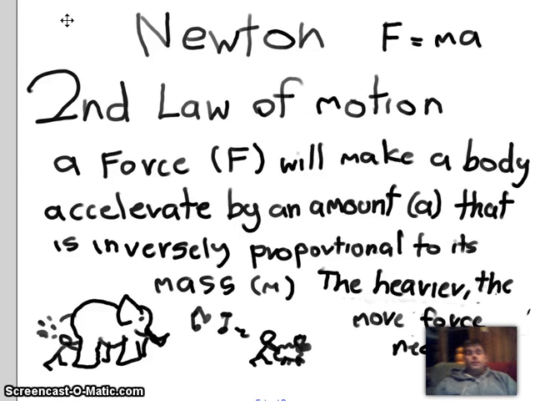So in conclusion, Newton's first law: objects will not accelerate unless acted upon by an unbalanced force. Newton's second law: that force causes acceleration, and the rate of that acceleration depends upon the mass and the force applied. As stated on this page, the second law of motion states that a force will make a body accelerate by an amount that is inversely proportional to its mass. That means as mass goes up, acceleration goes down.